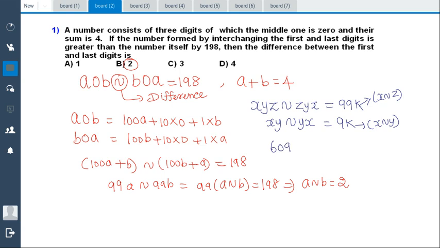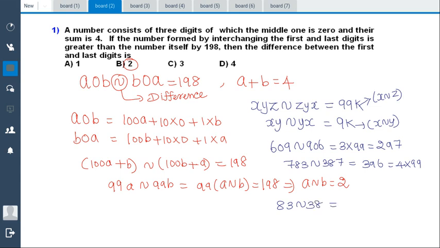For example, 609 difference 906 is going to be a multiple of 99. Here, what is the difference between 6 and 9? 3. So therefore, this is going to be 3 into 99. You can very well check, this is going to be 297. Similarly, for 783 difference 387, it is going to be 396, which is nothing but the difference between 7 and 3, which is 4, into 99. Similarly, for two-digit numbers, the difference between 83 and 38: 8 and 3 differ by 5, so this is 5 times 9, which is nothing but 45.